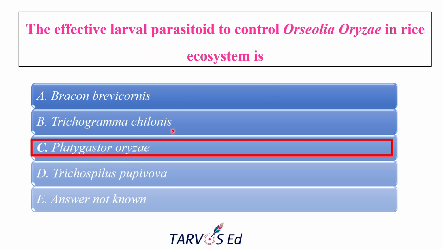And Trichogramma usually is the egg parasite. It parasitizes the eggs of moths, like sugarcane shoot borer, cotton bollworm and rice stem borer. Okay, not for Orseolia oryzae. And Trichospilus pupivora is a pupal parasite used for the Lepidopteran pest, the coconut black-headed caterpillar, Opisina arenosella, not for Orseolia oryzae.